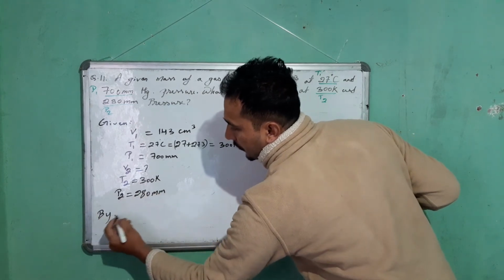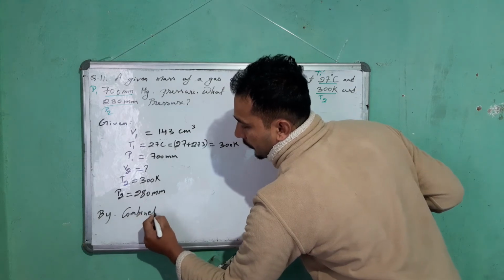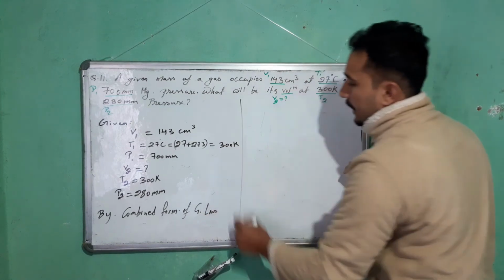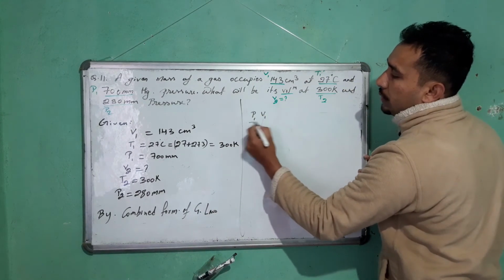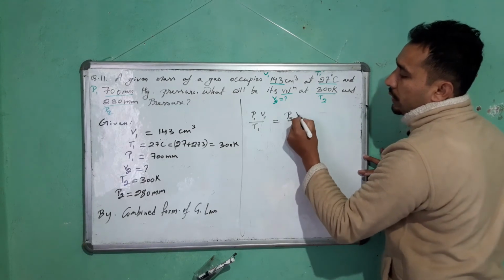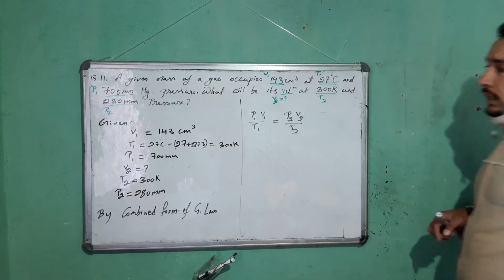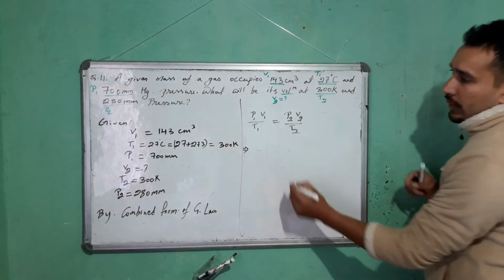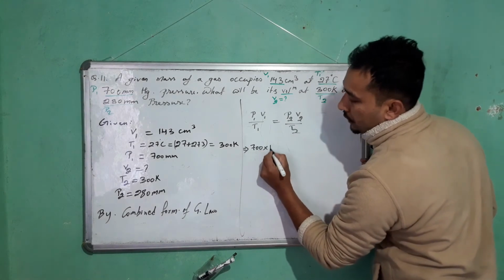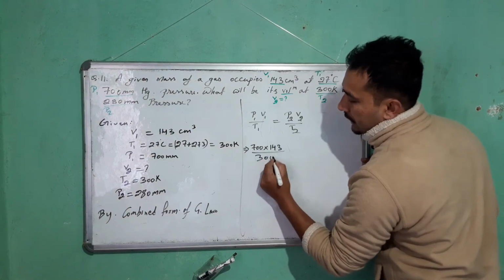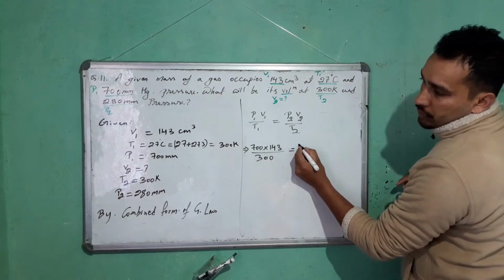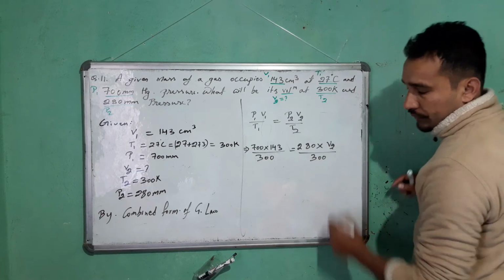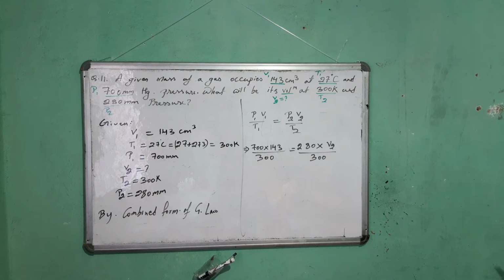So by the combined form of gas laws, we have P1 V1 upon T1 is equal to P2 V2 upon T2. This is the mathematical statement of the combined form of gas laws. Put the value of P1, 700, V1 is 143, T1 is 300, is equal to P2, 280, into V2, which we have to calculate, and T2 is also 300.